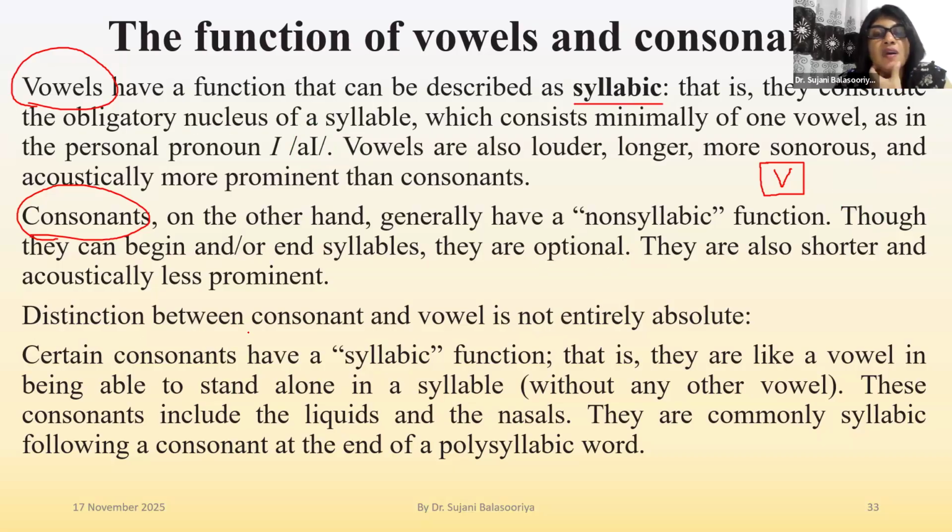Then the distinction between consonant and vowel is not entirely absolute. That is also there because some consonants we find to be having a syllabic function. Some consonants function like a vowel, in being able to stand alone in a syllable without any vowels. And these consonants include the liquids and the nasals, and they are commonly syllabic, following a consonant at the end of a polysyllabic word. Now this is a description about some consonant sounds that have a syllabic function. But that is an exceptional situation anyway.